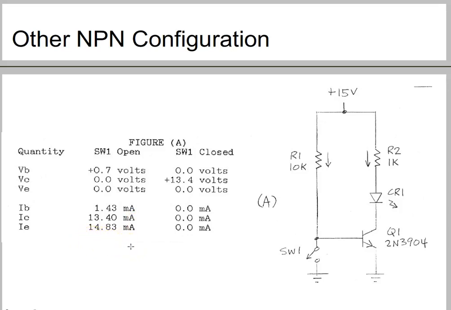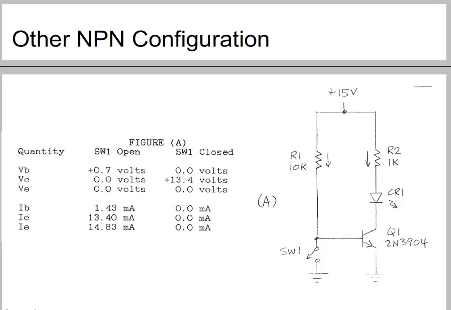Okay, and when this Q1 turns off, which means the switch is closed, then VB is going to be 0 volts, and all the currents are going to be 0. As I said before, only the voltage across the collector will appear, which is your 13.4 volts. Otherwise the emitter voltage and the base voltage is going to be 0.